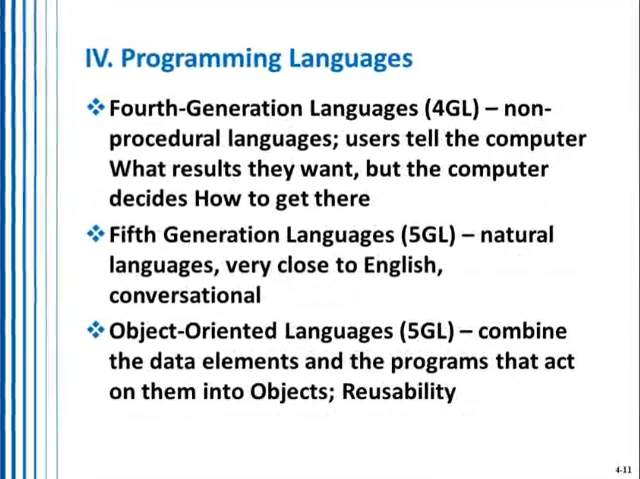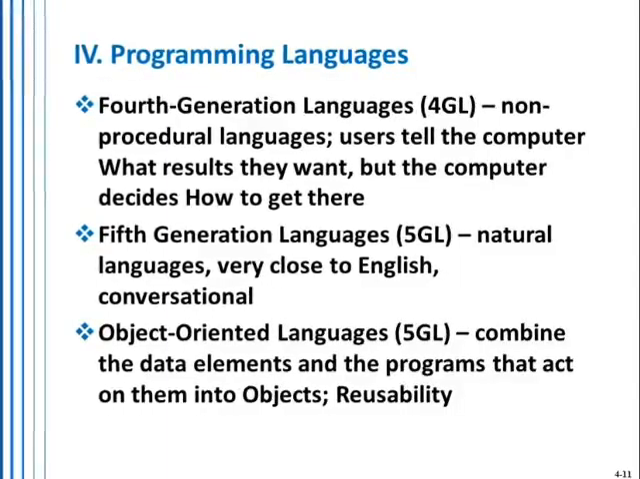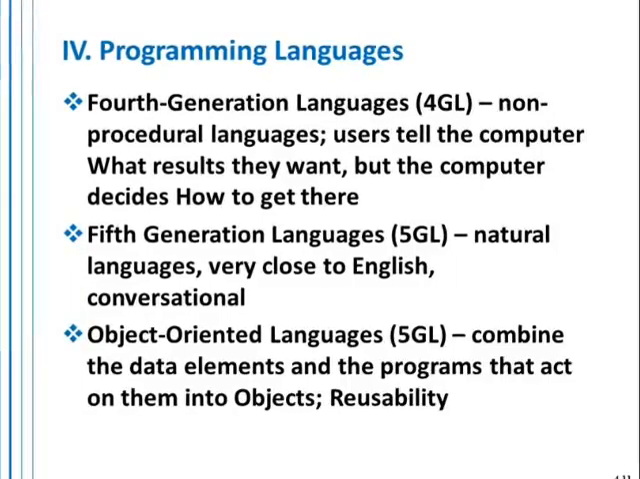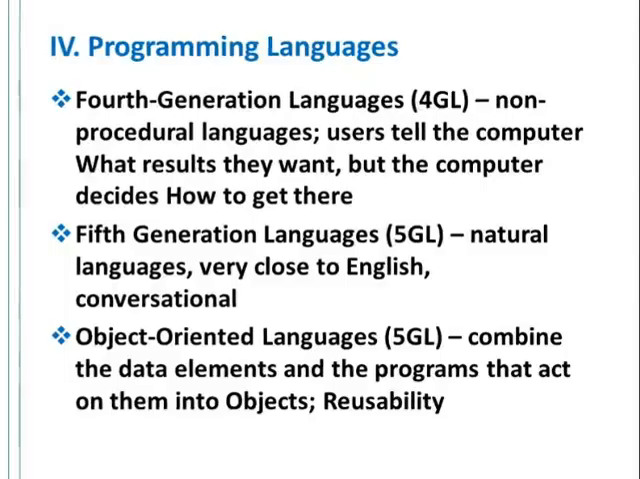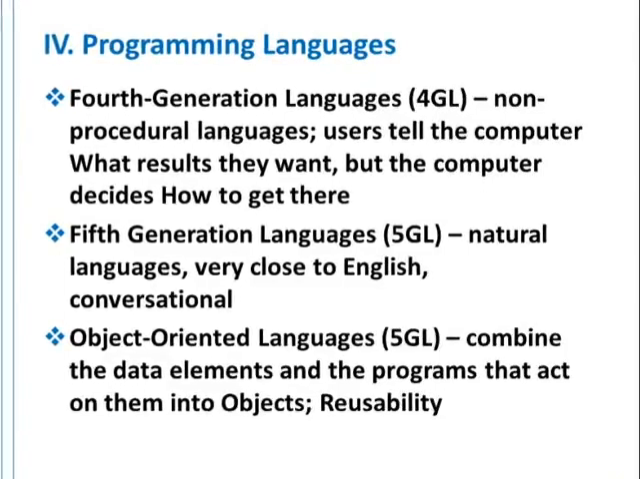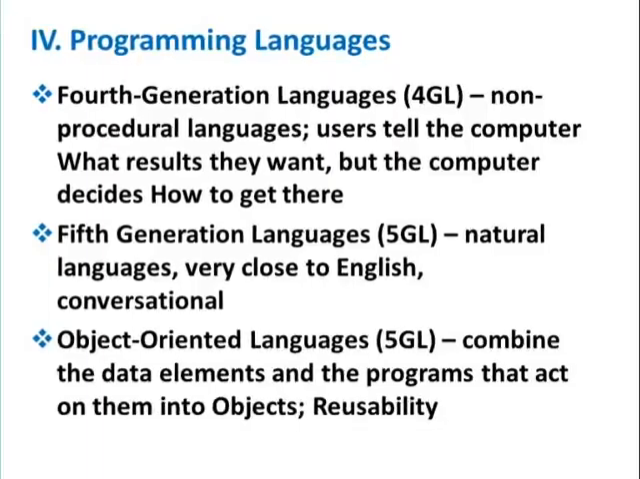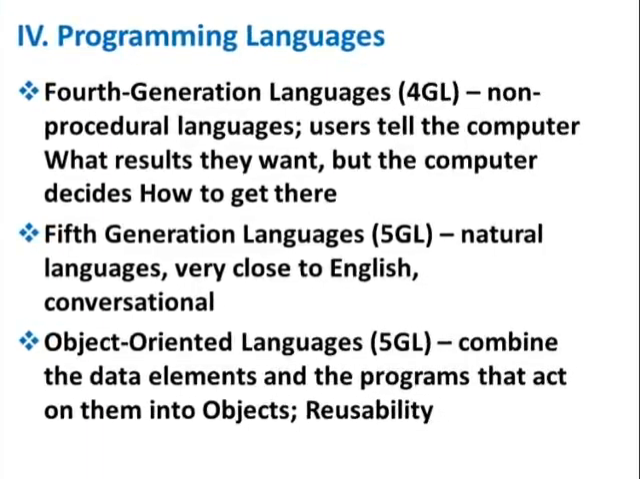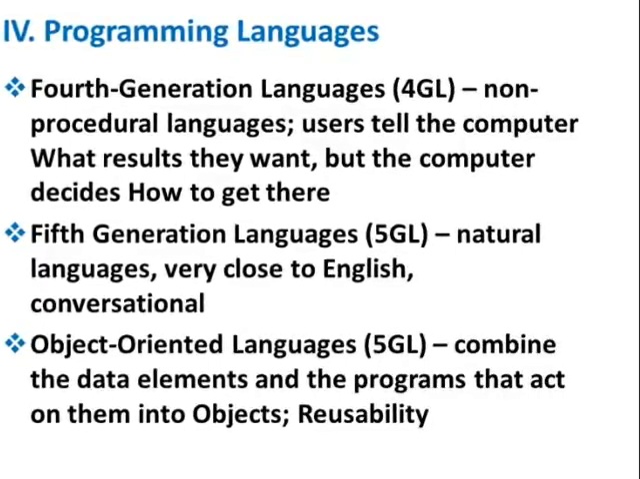To make programming easier, fourth generation languages have been created, and these are non-procedural languages, meaning they tell the computer what to do in more natural terms. And we don't have to be very specific. The computer will figure out and decide how to get there. Fifth generation languages are very close to English, almost conversational and very natural language.